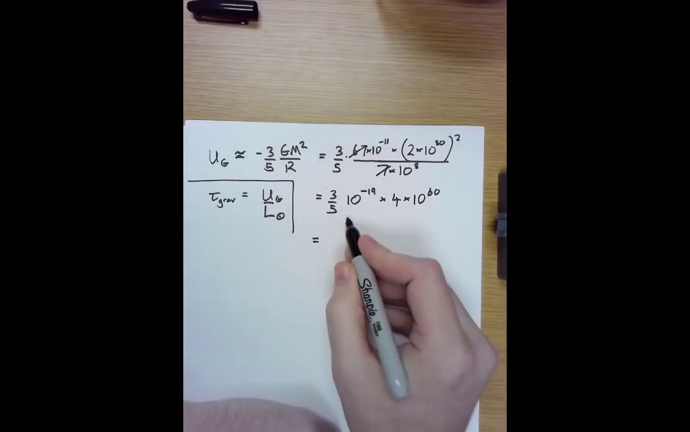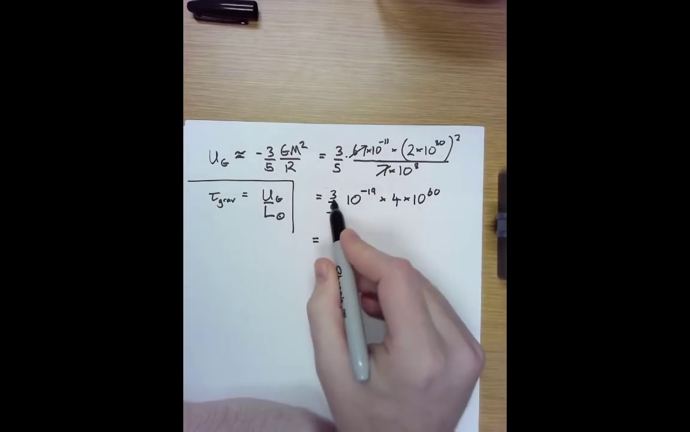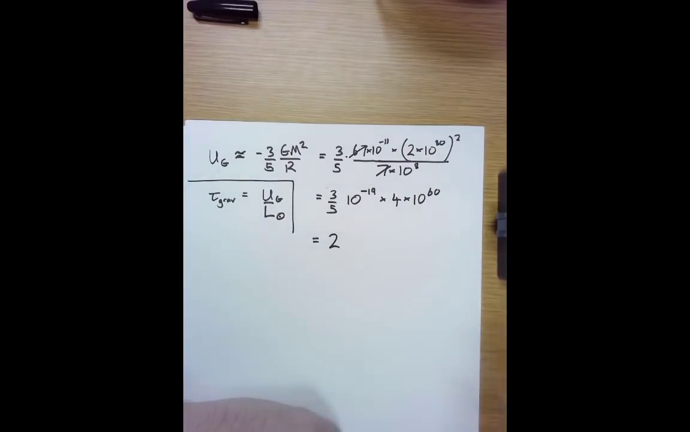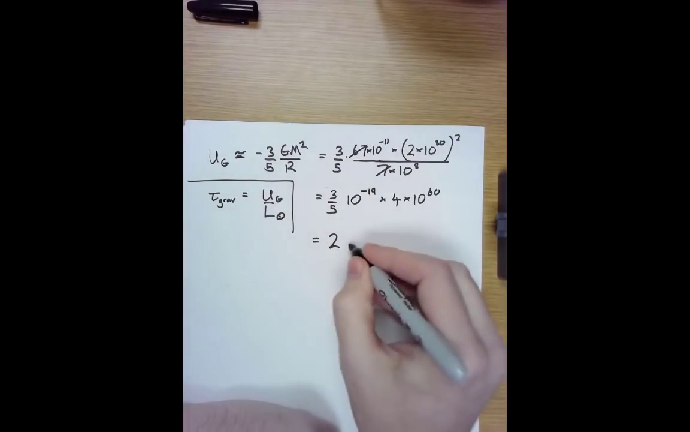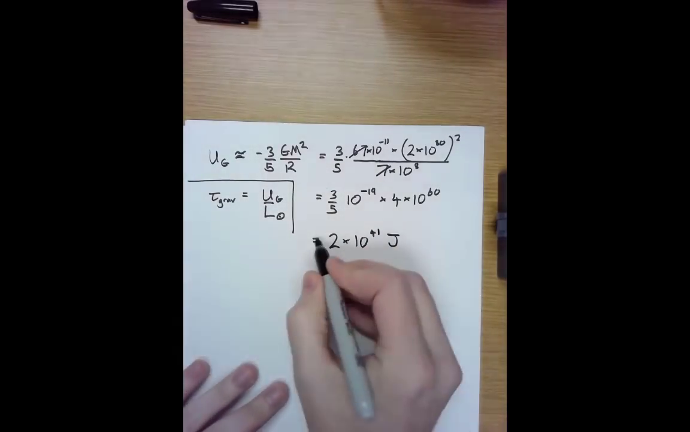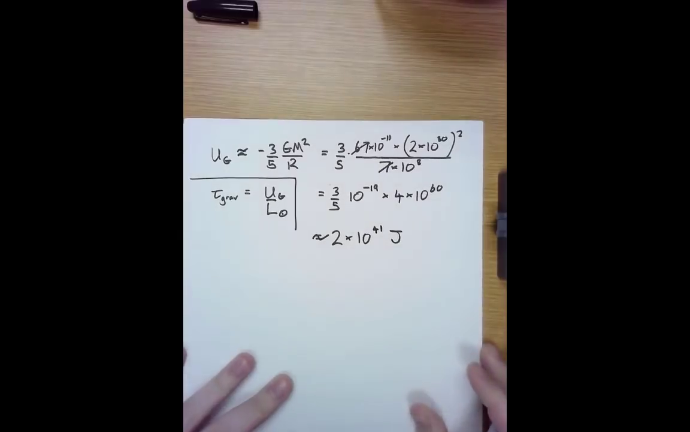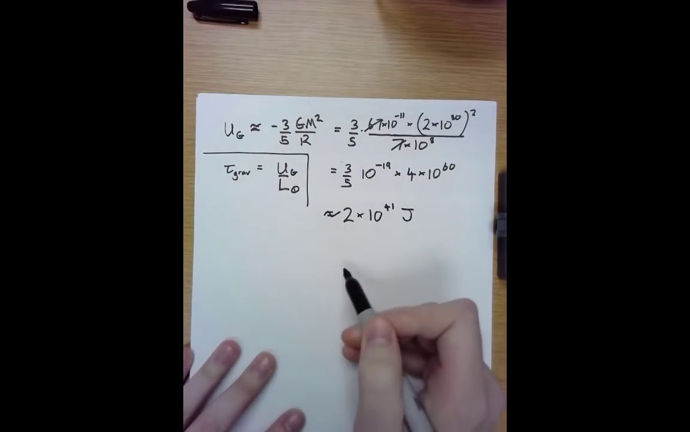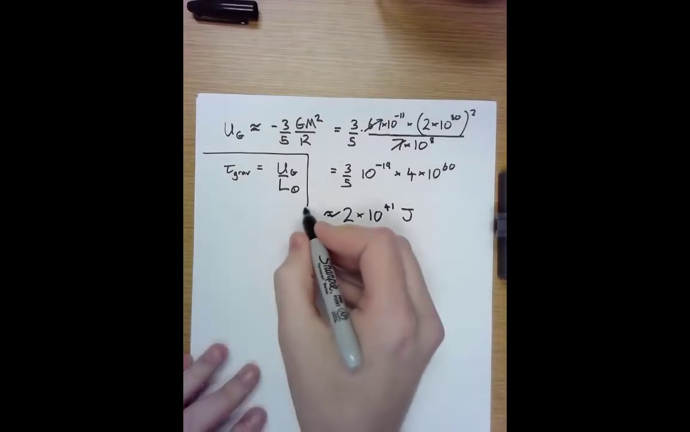Okay. 3 fours are 12. 12 divided by 5 is roughly 2. Again, 2 within an order of magnitude. 10 to the minus 19 times 10 to the 60 is 10 to the 41. So roughly, to within an order of magnitude, the gravitational potential energy is 2 times 10 to the 41 joules.